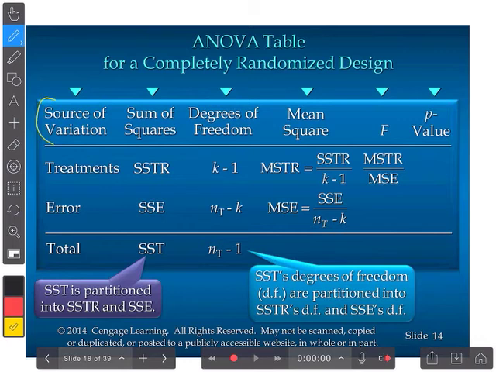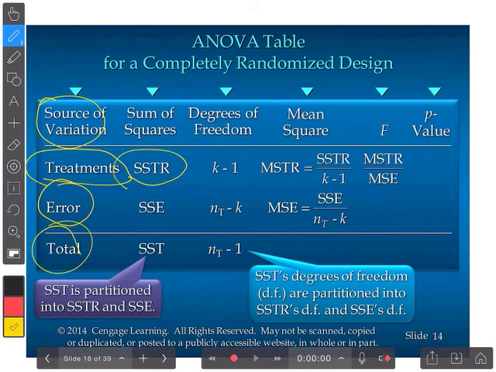Here are the sources of variation, because we're taking the overall variation and breaking it up into two parts. The two parts are variation due to treatments and variation due to the error, in other words, what we cannot explain. And there's total variation. We call the sum of squares SSTR, so that's our next heading: the sum of squares due to the treatments, the sum of squares due to the error. And if we add them up together, we get the total sum of squares.